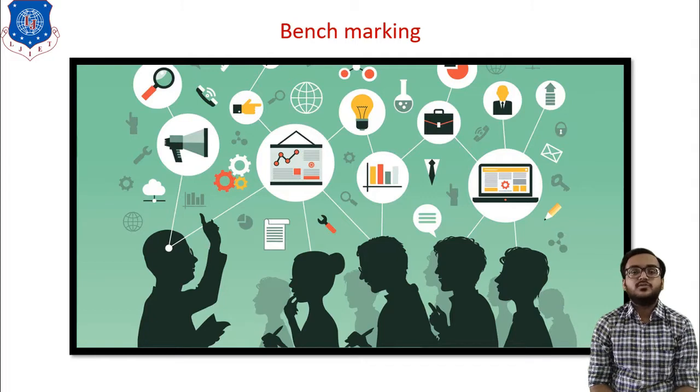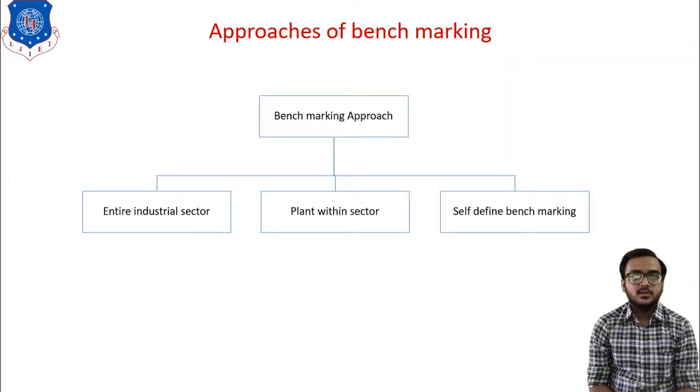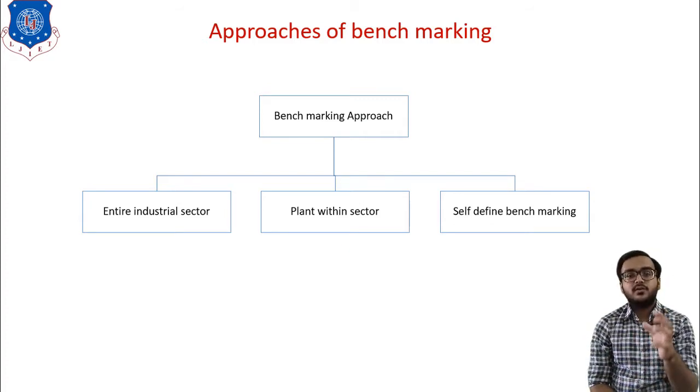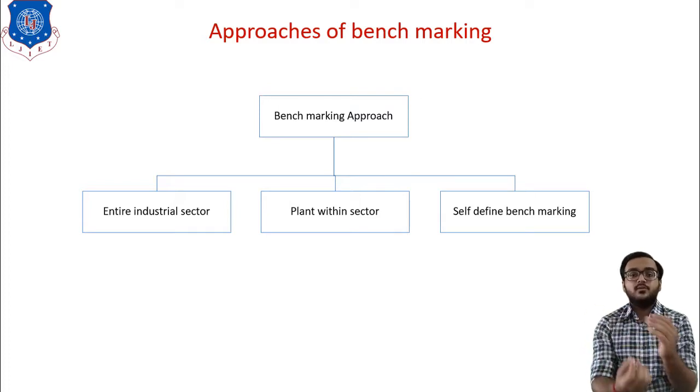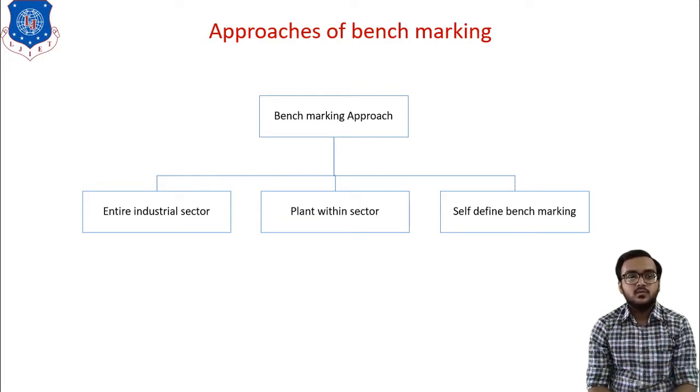As far as the approach of benchmarking is concerned, the benchmarking approach is divided into three categories. First one, entire industrial sector, then within the plant sector, and self-defined benchmarking. As I told you, benchmarking is a comparison activity. So for the comparison of your existing activity, you require something else to which you can compare your performance. So for that we need to discuss here three approaches. First one is the entire industrial sector.